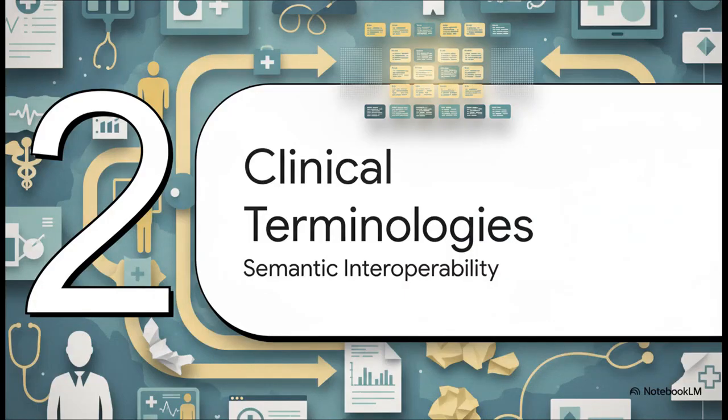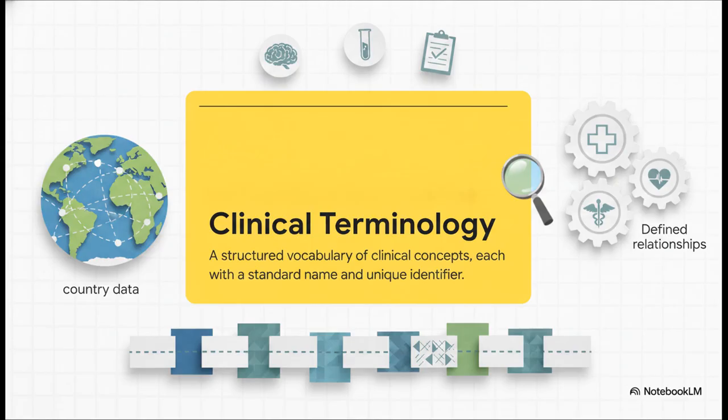Moving right along to Section 2. Standardizing clinical terminologies, achieving semantic interoperability. Because to avoid that exact garbage-in scenario we just talked about, we absolutely have to map our raw data to standardized vocabularies. So what is a clinical terminology? Simply put, it's a structured, controlled vocabulary of clinical concepts. It ensures that we represent clinical information consistently, no matter what health system, clinic, or even country the data is coming from. Every single concept gets a unique identifier, a standardized name, and defined relationships to other concepts. This is what allows totally different systems to exchange data with an unambiguous shared meaning.